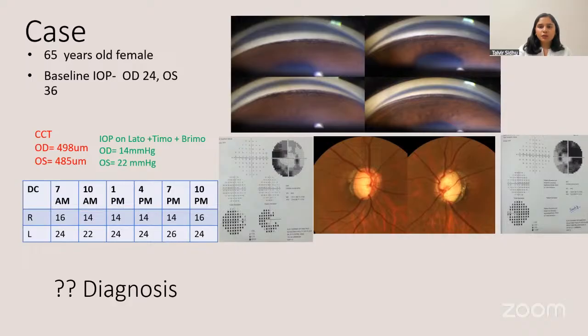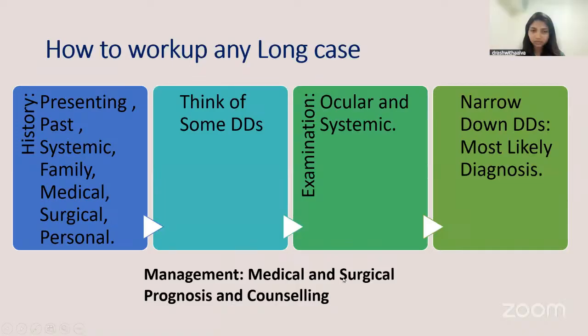And so when you work up a case of glaucoma, how do you work up any long case? Basically, when you go to an exam, your examiner won't straight away tell you to tell me your diagnosis and let's discuss management and how will you do the surgery. No, you'll actually have to go through the history of the patient, the past history, presenting history, systemic, medical, surgical, personal history. Then you will come to think of some differential diagnosis.